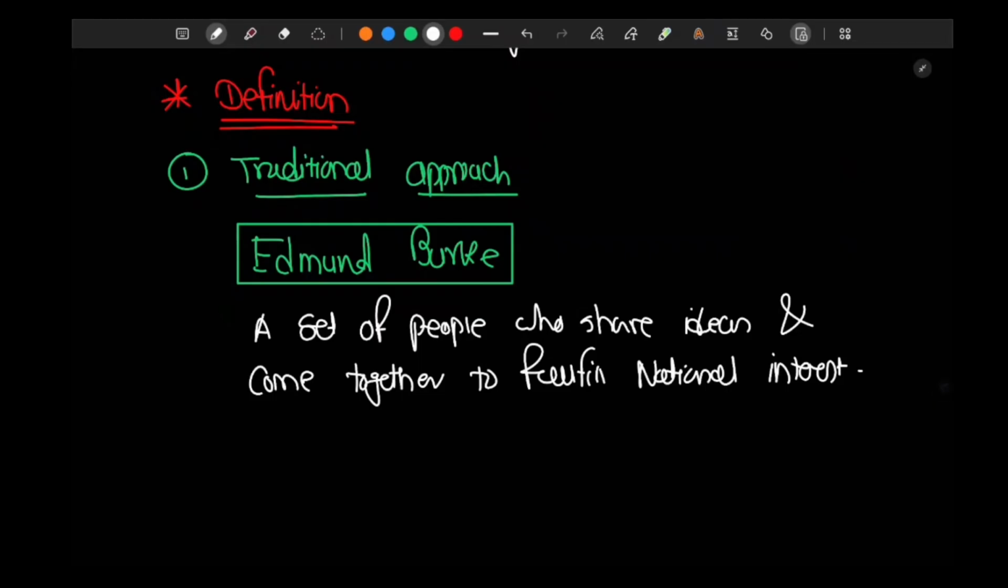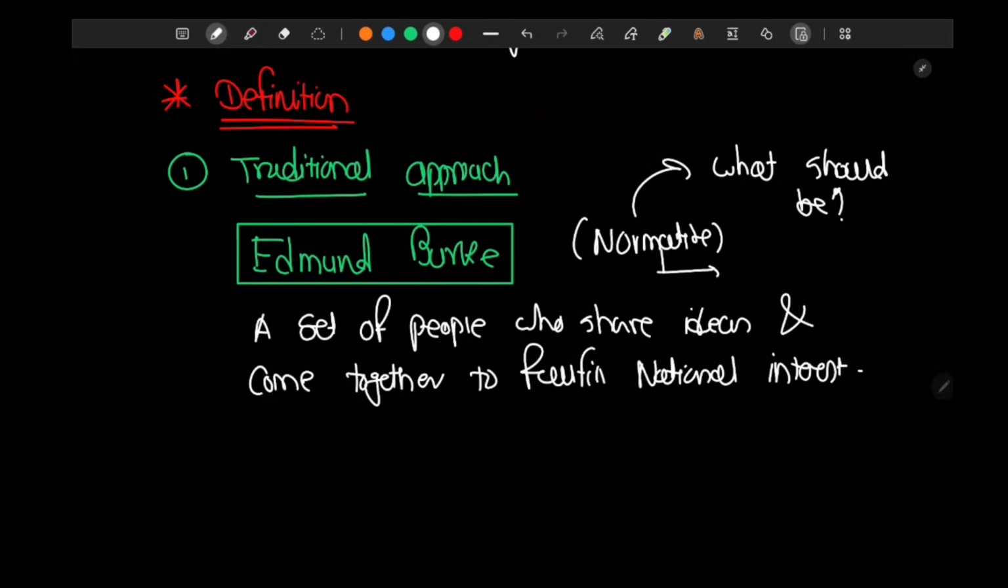This is the traditional approach with respect to political parties, given by Edmund Burke. This approach is normative. Why is it normative? Because it analyzes the question of what should be. It is prescriptive. It gives a prescription, a solution, with respect to what political parties should be.